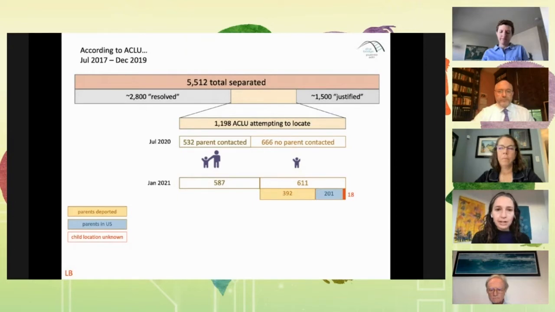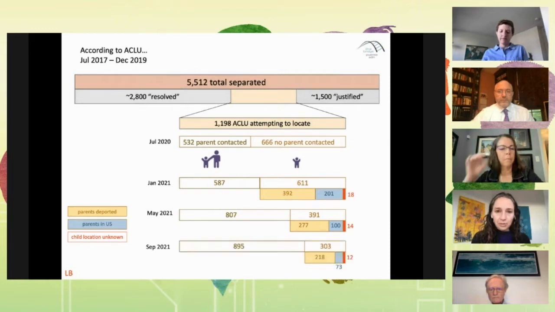And the numbers that we have from July 2020, there were 532 parents contacted, and for 666 children, no parents were contacted. At the next time point that's available, January 2021, there were 587 families contacted, still 611 had no contacts. And of the 611, 392 had been deported. That's the yellow. Blue, the 201 of the parents were in the United States. And the red are the children whose location is unknown, the children that essentially were lost, so about 18.